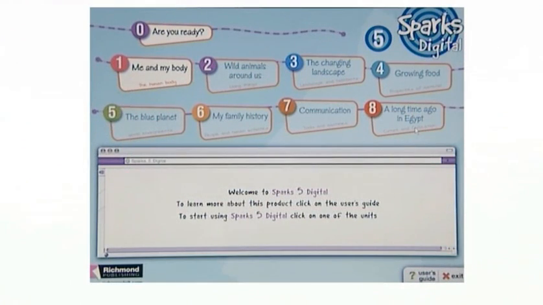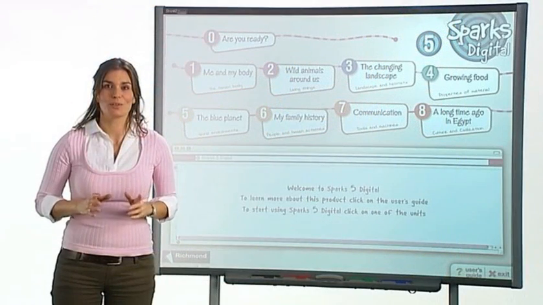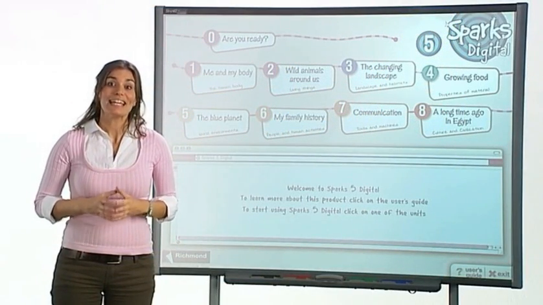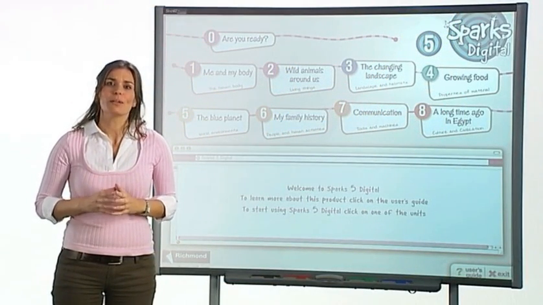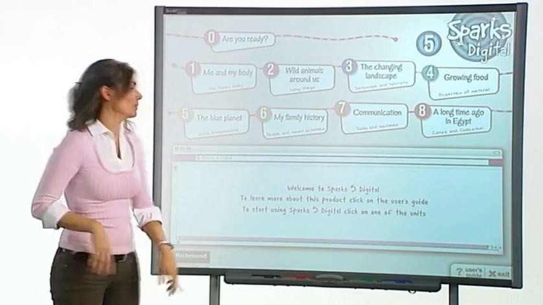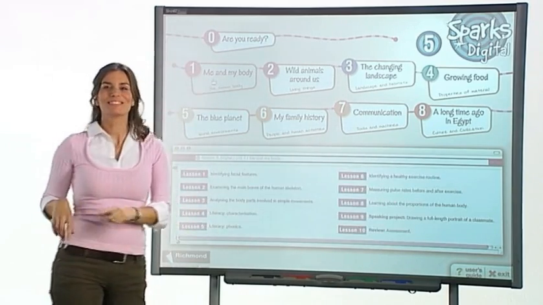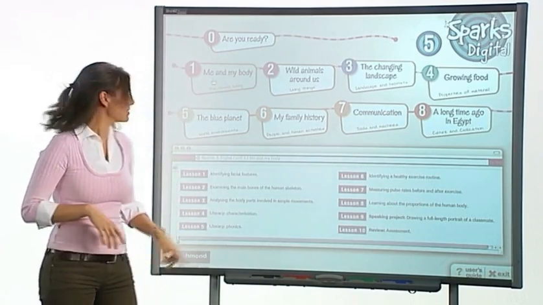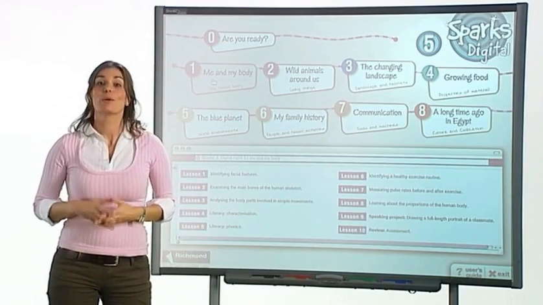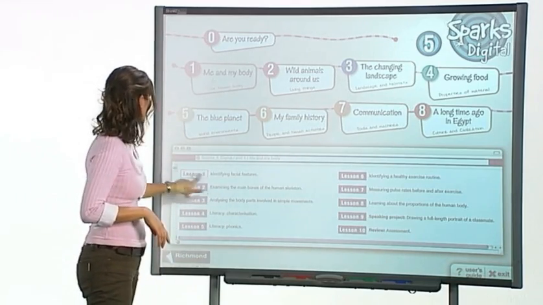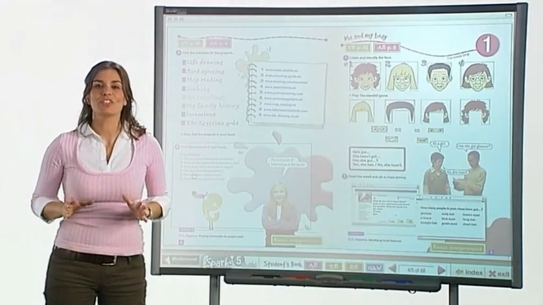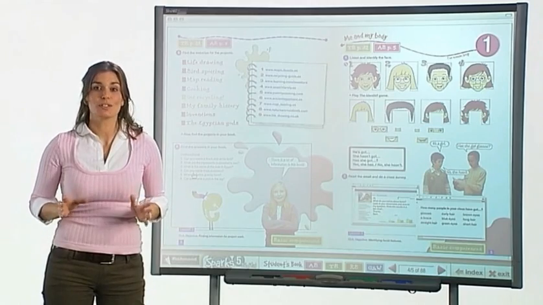Let's look at an example. When we open the digital book, the first thing we see is the menu of the units which make up the course. When we select a unit, the lessons appear at the bottom of the screen. When we select a lesson, we directly jump to the corresponding page of the student's book.